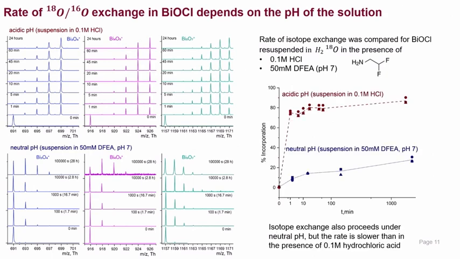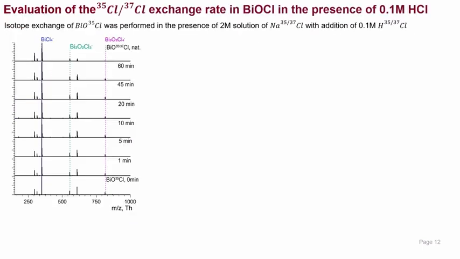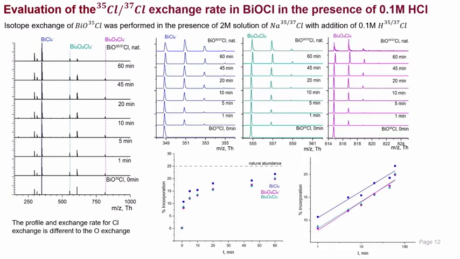And the total exchange rate, the maximum that we were able to observe, is around 20% after around 1 day of incubation. For chlorine exchange experiments, we performed the experiments with chlorine-37, and in these experiments we measured the spectra in negative ion mode. We also observed that the set of fragments is the same, but the isotopic structure changes for every one of these fragments over time.